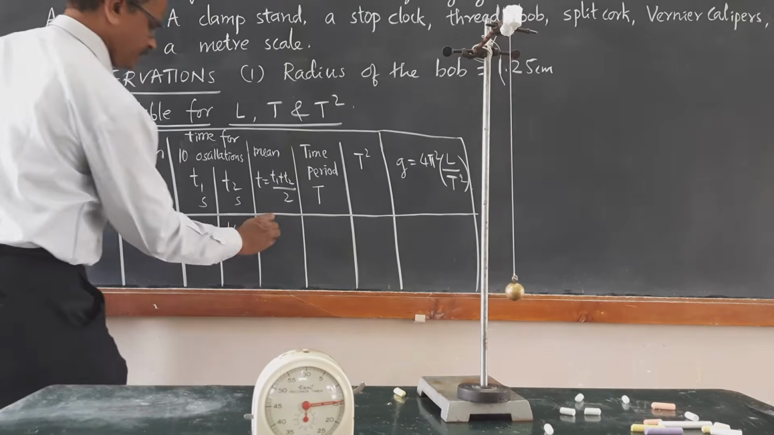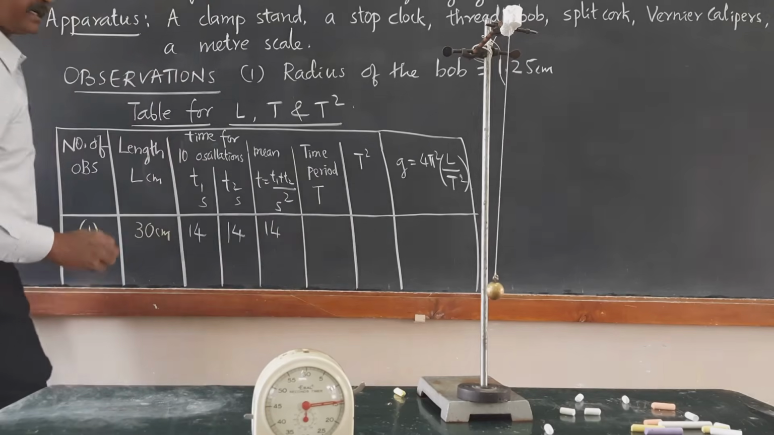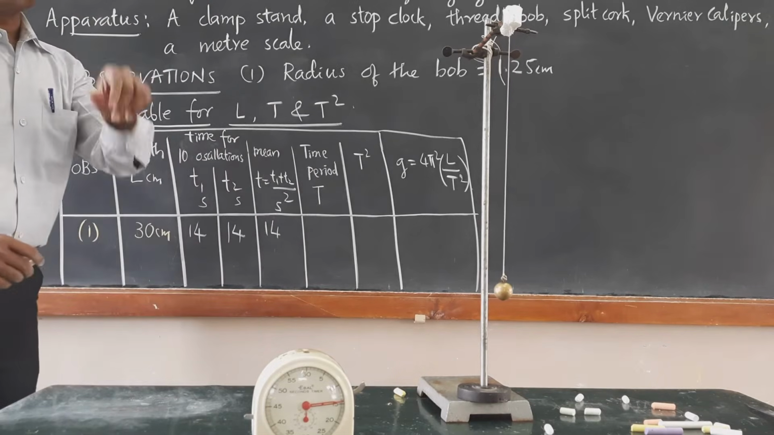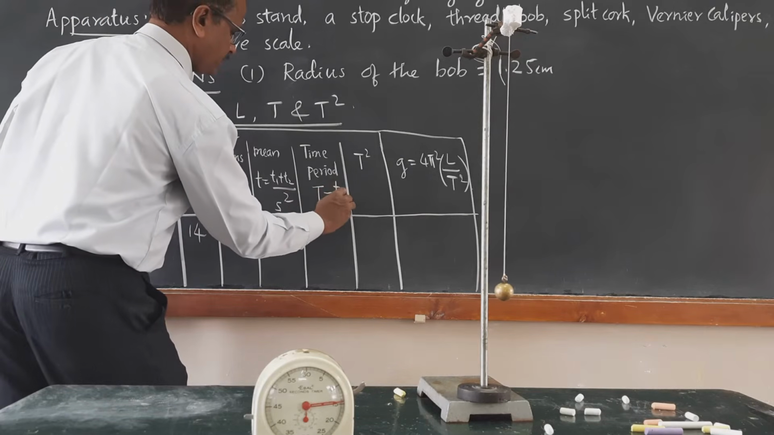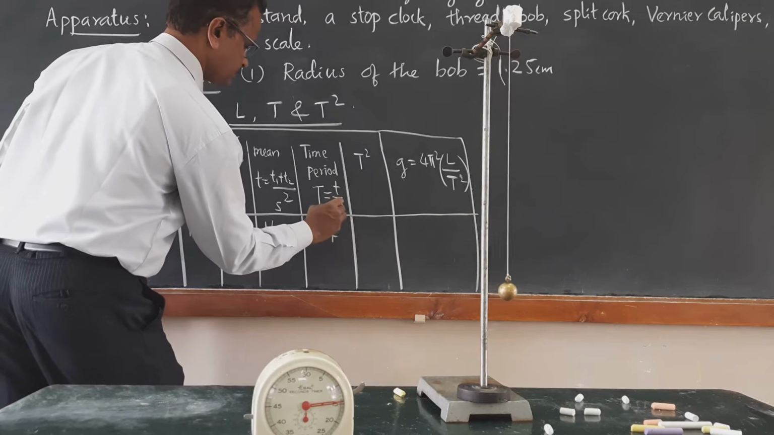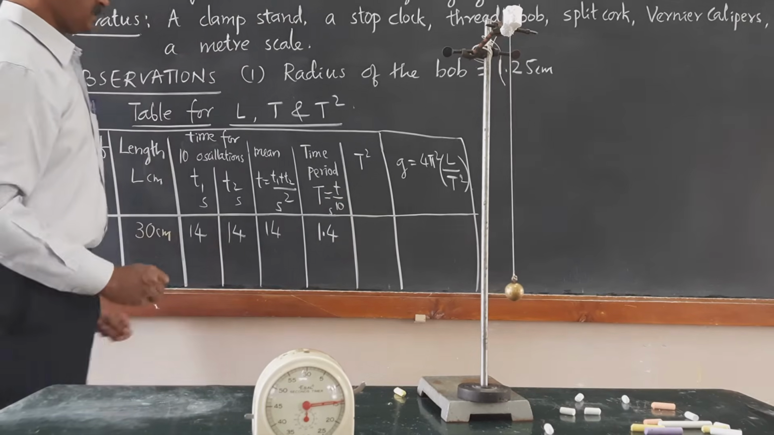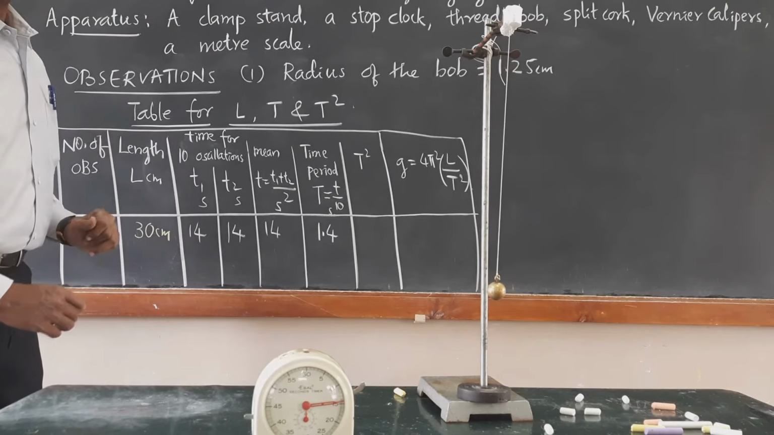So the mean reading, T1 plus T2 by 2, again becomes 14 seconds. So the time taken for one oscillation is mean T divided by 10. So it becomes 1.4 seconds. That is the time taken for one oscillation for 30 centimeter length.